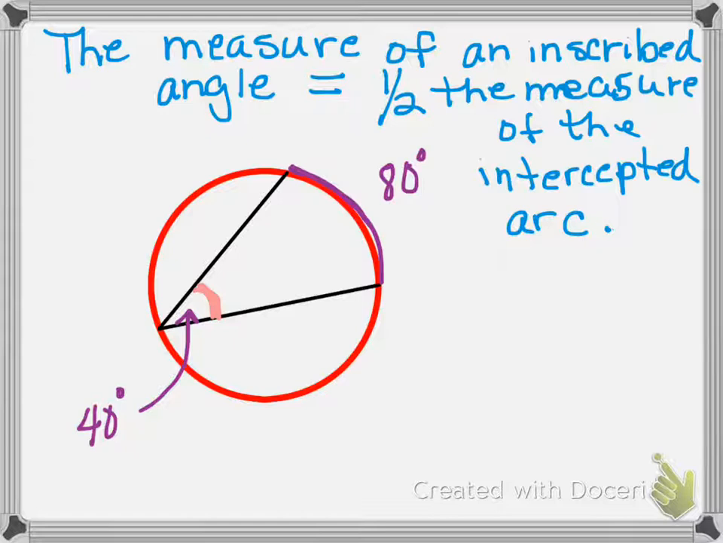Now what we know about inscribed angles is that their measure equals 1/2 the measure of the intercepted arc. So as you can see with this inscribed angle, that's our angle, and the measure of that is 40. The measure of our intercepted arc is 80. So we know that the measure of inscribed angles is half the measure of the arc.